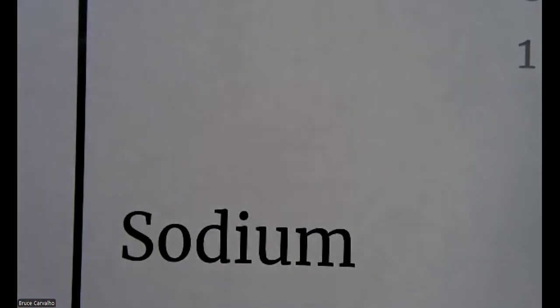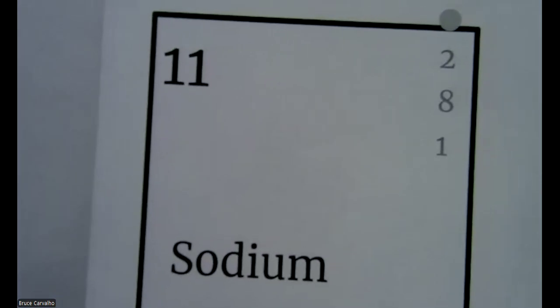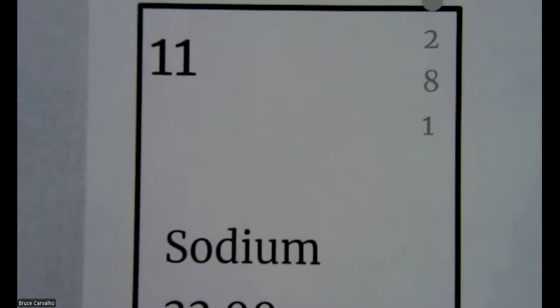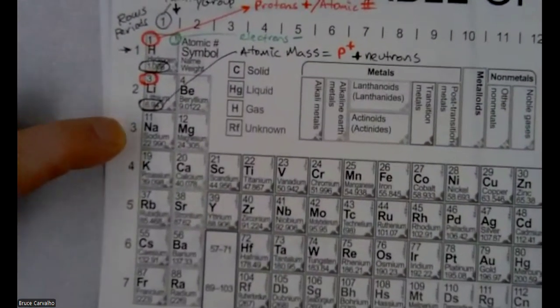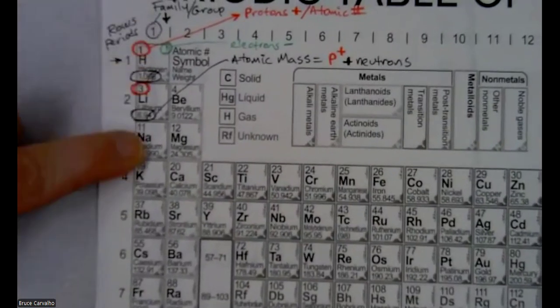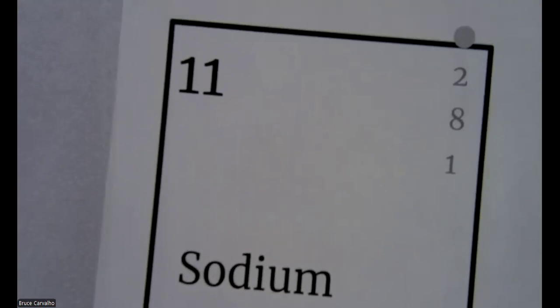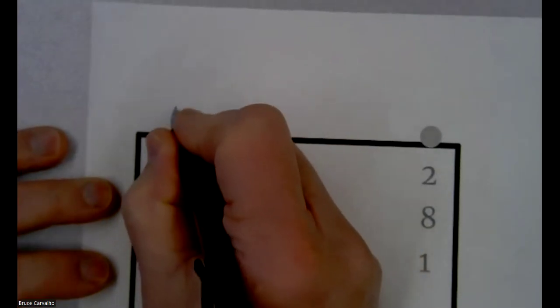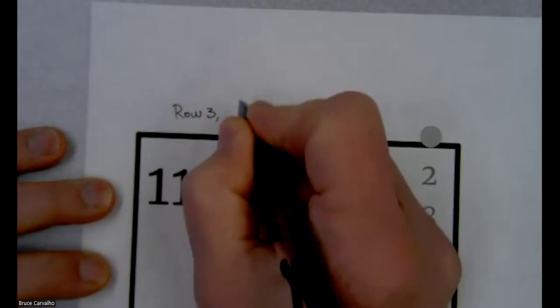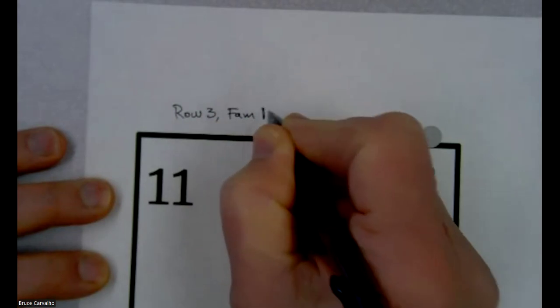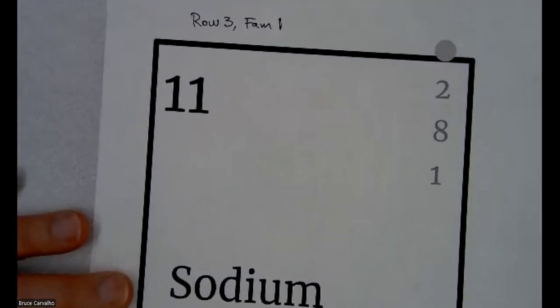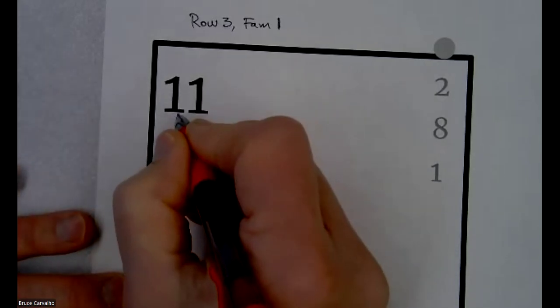And we're going to use this little template here to do the element sodium. And we're going to take just a few little notations on this, and then we'll close up this video. All right, so I have blown up element number 11 in row 3, family 1. So let's write that down. Right on the top, let's write row 3, family 1. We can abbreviate family. That's okay.